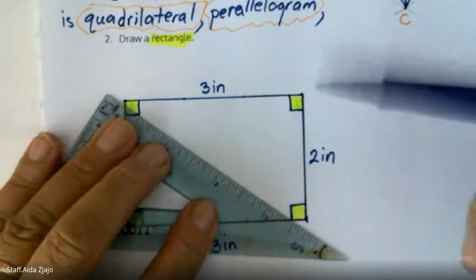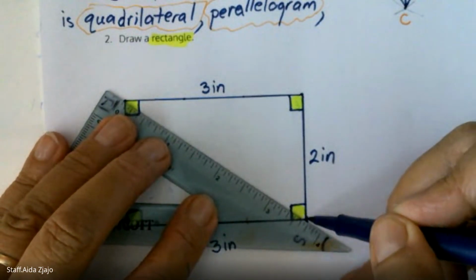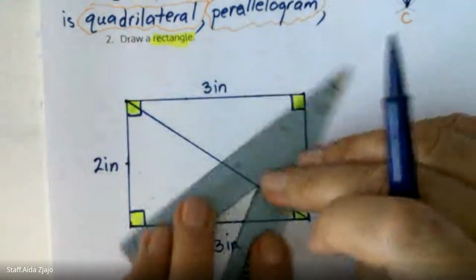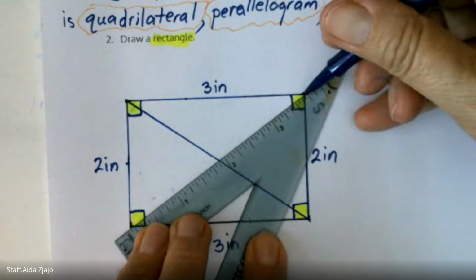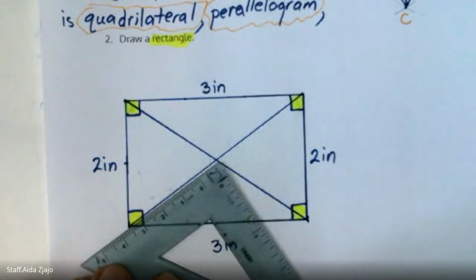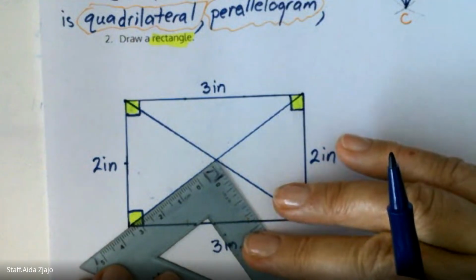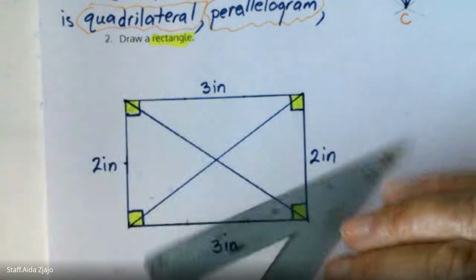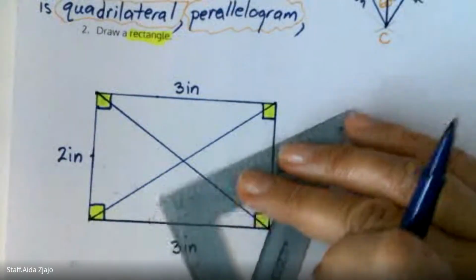Also, you can see if we do the diagonals, they bisect each other. But they are not like in a rhombus. They are not perpendicular bisectors. They just intersect each other. But when you measure them, they are congruent.